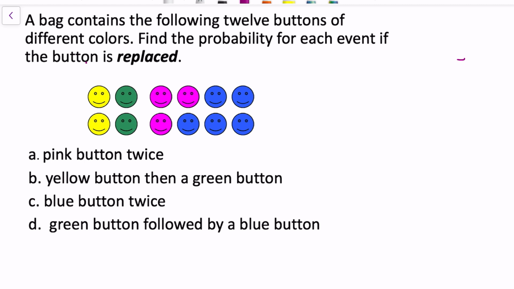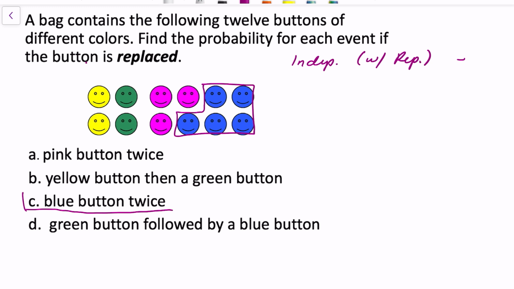So we're going to do part C, a blue button twice. We have 12 buttons and 5 that are blue. First, we're going to start with independent events, which is also sampling with replacement. So when I take a button, I put it back into my bag. The probability of getting 1 blue button when I reach into my bag is going to be 5 over 12. I put it back in, so it's going to start at 12 again, and I have 5 blue buttons, so 5 out of 12. I multiply across, that's going to be 25 over 144. In decimals, this is going to be 0.174.